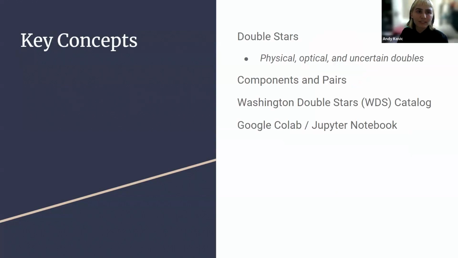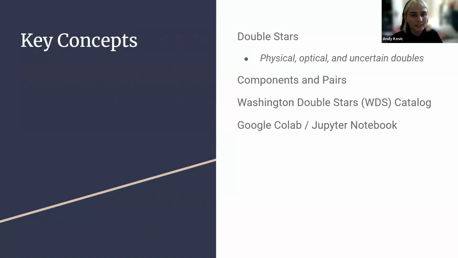Before we dive too deep, let's clarify a couple of terms. A double star is two or more stars that appear close to each other in the sky. These can either be gravitationally bound or not gravitationally bound, and when we don't know, we call these doubles uncertain. We have components and pairs. Individual stars in the system are components, and they are typically labeled in alphabetical order from greatest brightness to least. Pairs are the relationships between any two components in a system. In order to take measurements on a multi-star system, we have to measure the position angle and separation between the components or the pairs.